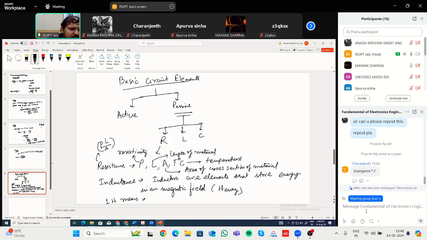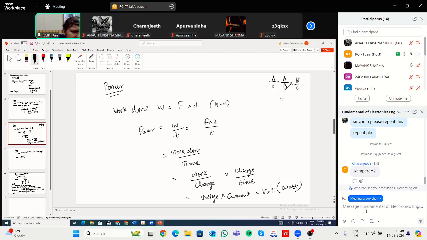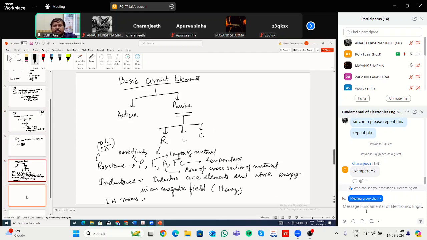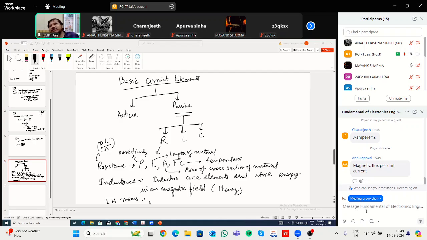Chiranjit, joule per ampere square. Have I written it wrong somewhere? Where, Chiranjit? Your voice is not clear. Please repeat. Sir, 1 Henry is equal to joule per ampere square. Okay, that is okay. But how will you articulate it in a sentence? How can you write the relation with voltage, the relation with current? Everything can be defined in a particular line. That is important, also for 1 farad for capacitance. Magnetic flux per unit current, yes, but again, what is 1 Henry? What is the magnetic flux corresponding to 1 Henry? What is the current corresponding to 1 Henry? That I will write.